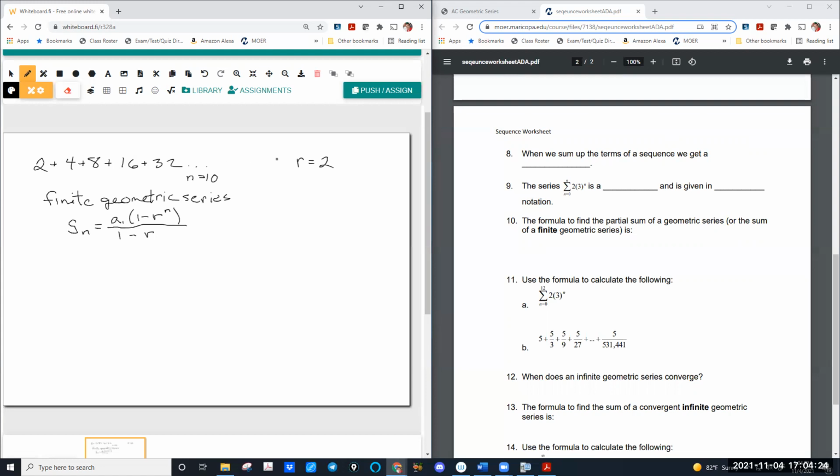Now, one option is to write out the first 10 terms and add them up. That's fine. That will work. But imagine if it was n equals 100. We don't want to add up the first 100 terms. So let's make it 100. If we wanted to sum up the first 100 terms of our series, S sub 100, it'd be the first term, 2, times 1 minus our common ratio, which is 2, to the number of terms, so we're doing 100 terms, all over 1 minus the common ratio. That is something we can very quickly put in the calculator.